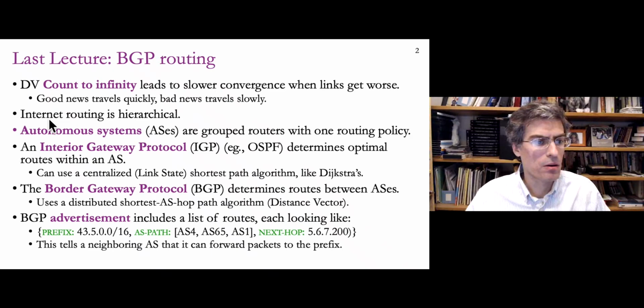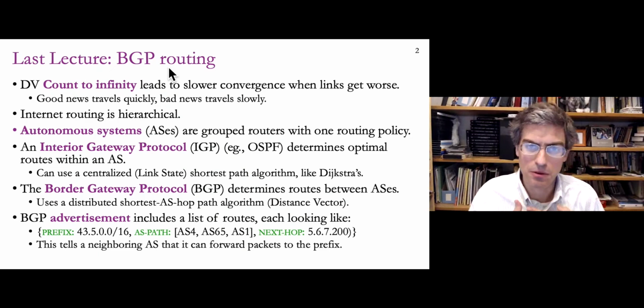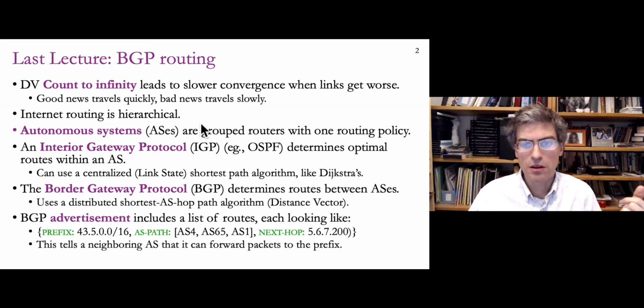And then we moved on to talk about BGP. BGP is the Border Gateway Protocol that's used by all the autonomous systems on the internet. Autonomous systems are groups of routers with one routing policy, but really you can think about them as organizations that form the internet that have big blocks of IP addresses given to them by the ICANN. So these are like ISPs and large companies.